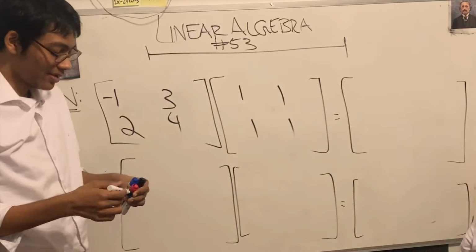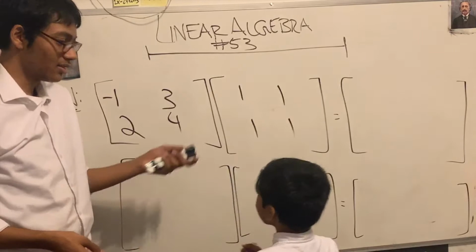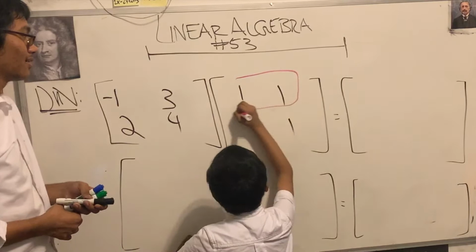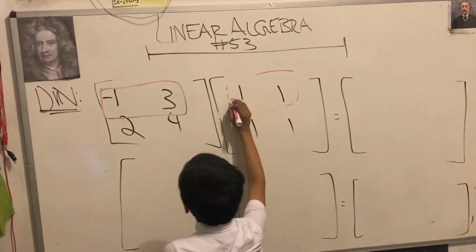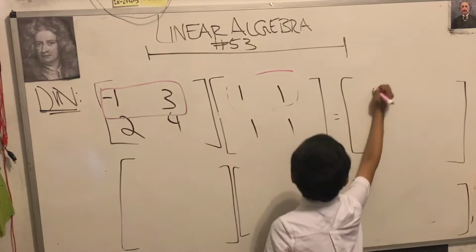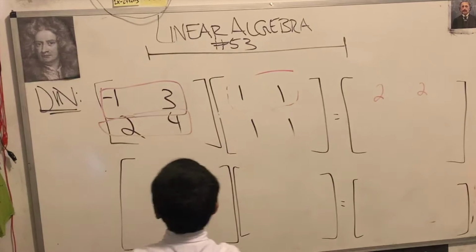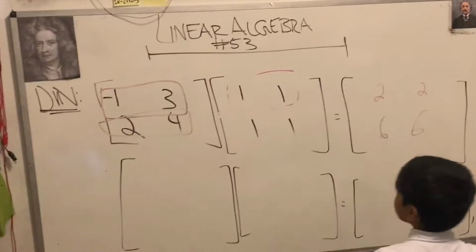This probably looks like a joke, but it's gonna be very serious. Make sure the audience can see what you write. Okay. So I'm going to use the row method. I'm going to read left to right. -1, 3, and then we want -1 of the first row and 3 of the second row. So that would give us 2, 2, and then we want the second row, 2, 4, so that would just give us 6, 6. So 2, 2, 6, 6.